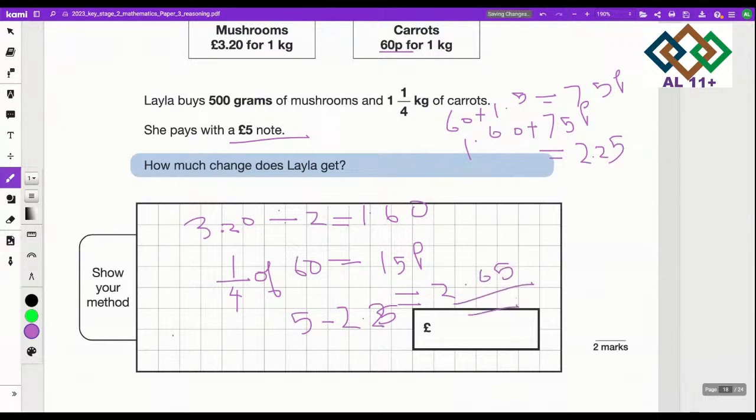So basically, you divided first by 2, and then you found 1/4 of 60, and then you added them up, and then you subtracted. You subtract that to get your answer.